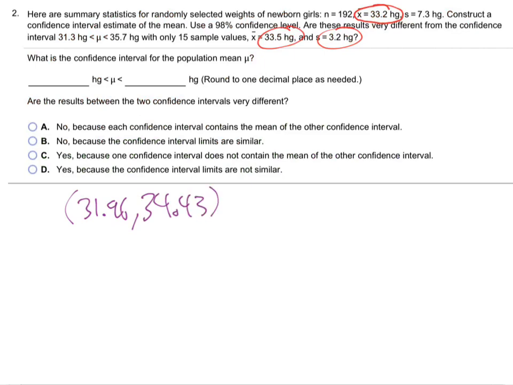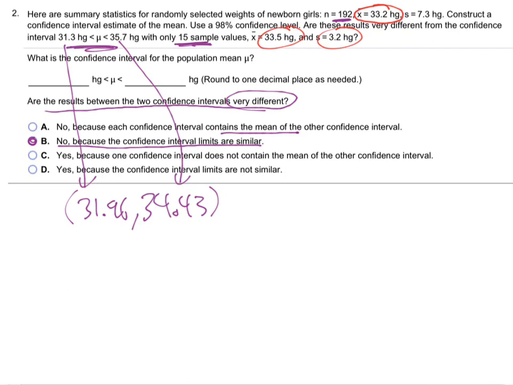And then they said, hey, if we just did 15 sample values instead of 192, we got this interval. How's that compare? It's pretty similar. 31.96 to 34.43. It's about the same thing. Very, very similar. Are the results very different? No. No, because each contains the mean. No, that's actually not the reason. It's because the confidence intervals are similar.